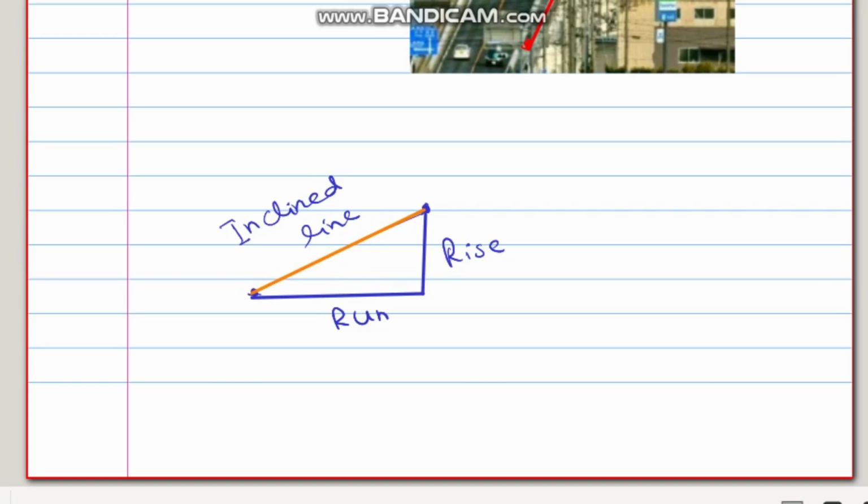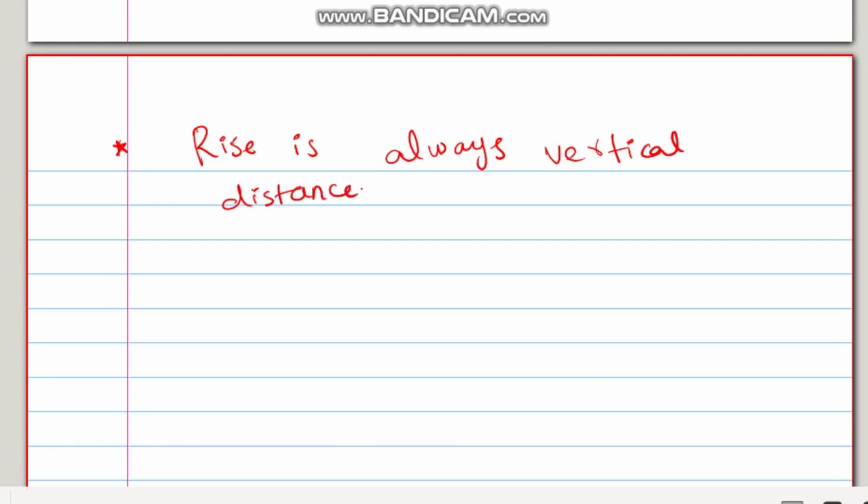This is the line. Now dear students, I will take the red pen and write a very important point. Rise is always the vertical distance, and run is always the horizontal distance. This is a very important point.